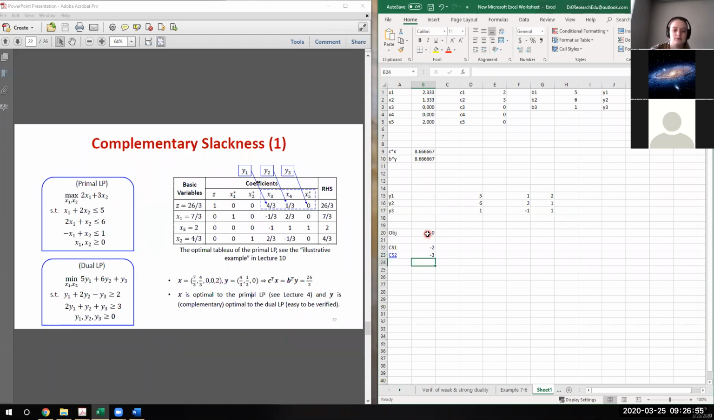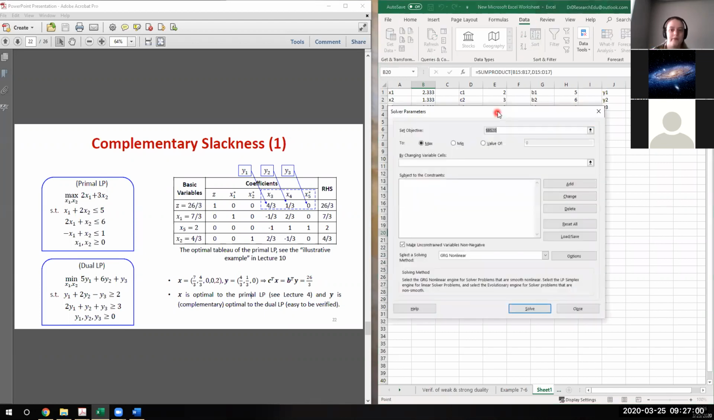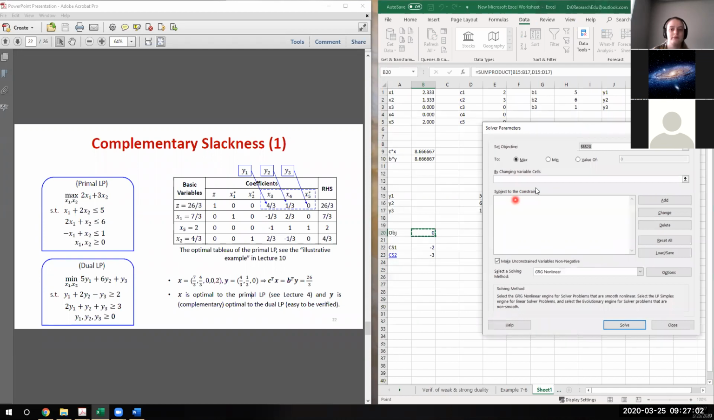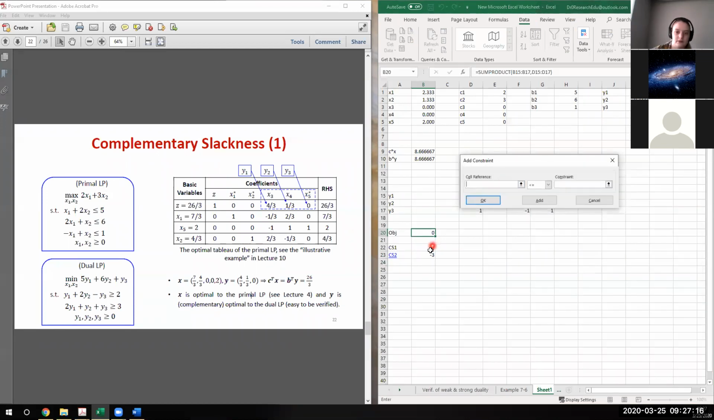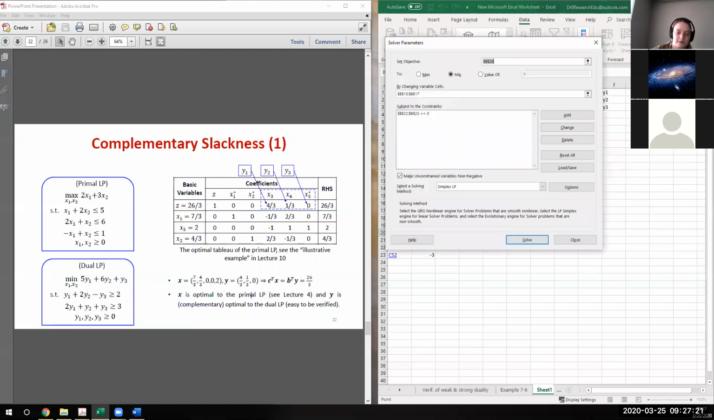Okay, then let me solve it. Where's my solver? Data solver. So I'm going to minimize this one. B20 is the objective, and the changing variables are here. Let's choose simplex. And indeed here, everything is non-negative, I'm talking about the y's. And I'm going to add constraints, which are these two must be greater than or equal to 0. And solve it.